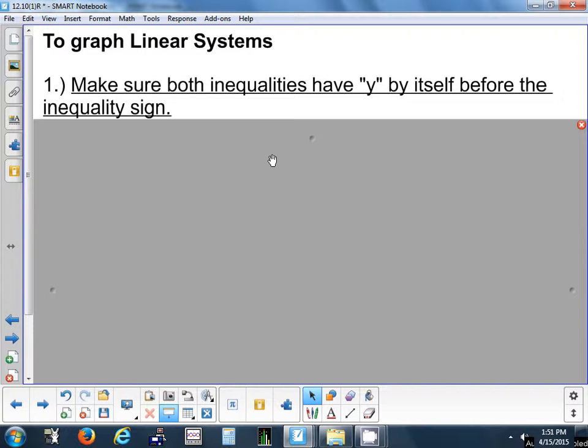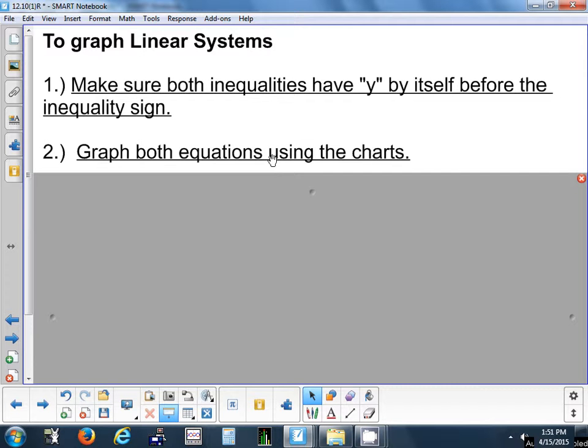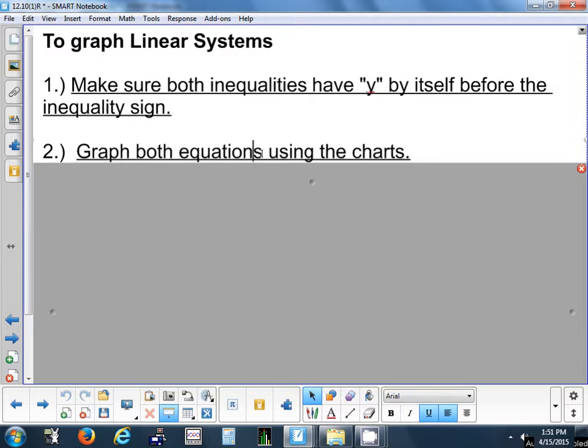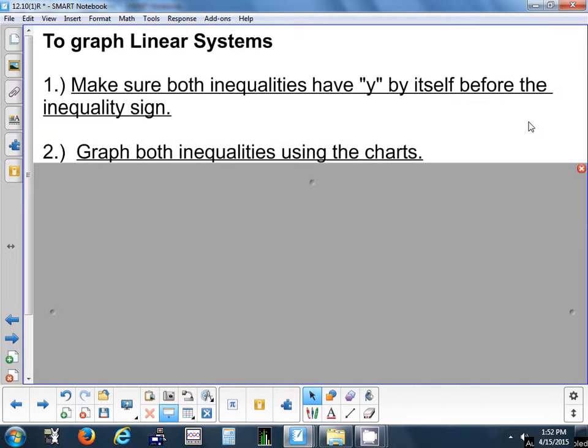That's the biggest thing. Make sure it's set to graph. Make sure it's in that slope-intercept form. Next, I'm going to leave them up there, guys. If you're a little bit behind, that's okay. Next, we're going to graph both inequalities using those charts. The chart we just filled out with the dotted lines, shade above, shade below, based on what the sign is.